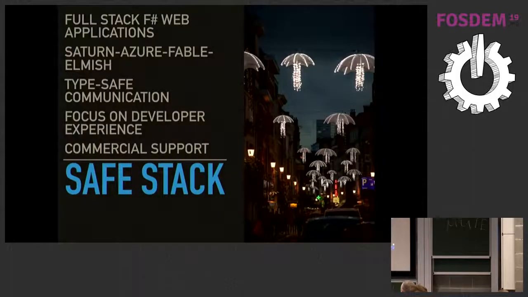And I need to mention one more thing. It's called SafeStack. SafeStack is about building full end-to-end F-sharp web applications, so using F-sharp both on the backend and on the frontend. On the frontend with Fable that I've presented in the morning, on the backend with Saturn or with Giraffe, depending on what you want to use. The acronym comes from Saturn, Azure, Fable, Elmish. But you can replace basically any; maybe the first two parts are really easy to replace.